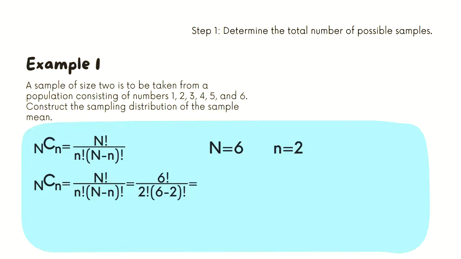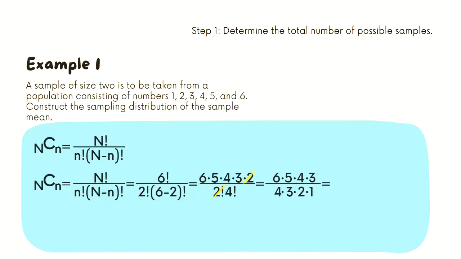So the first thing we're going to do is to get the total number of the possible samples using the formula of combination. Here is the formula: N factorial over n factorial times the quantity of N minus n factorial. Remember that the capital letter N is the population size and small letter n is the sample size. So if we substitute it, our population size is 6 and our sample size is 2. 6 factorial over 2 factorial times 6 minus 2 factorial.